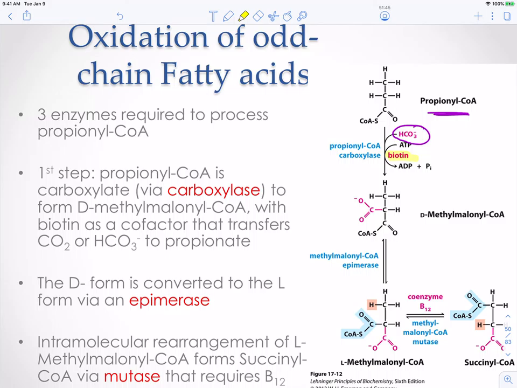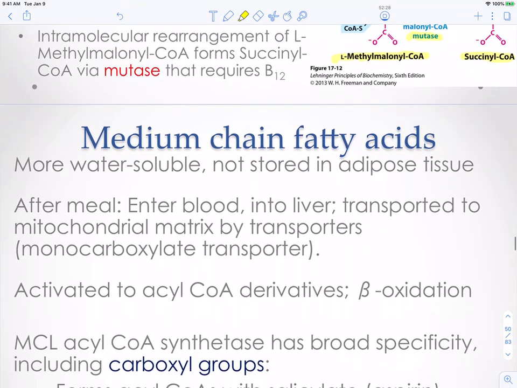to your propionyl-CoA. This is going to generate D-methylmalonyl-CoA, and we have an epimerase specific for the methylmalonyl-CoA, and this epimerase is going to generate an L-methylmalonyl-CoA. Now, in order to get this back into the TCA cycle, we have to take this methylmalonyl-CoA and generate succinyl-CoA, which is, of course, part of the TCA cycle. This requires a mutase, methylmalonyl-CoA mutase, in conjunction with coenzyme vitamin B12. This is going to allow your methylmalonyl-CoA now to become succinyl-CoA. And so succinyl-CoA, of course, is part of the TCA cycle.